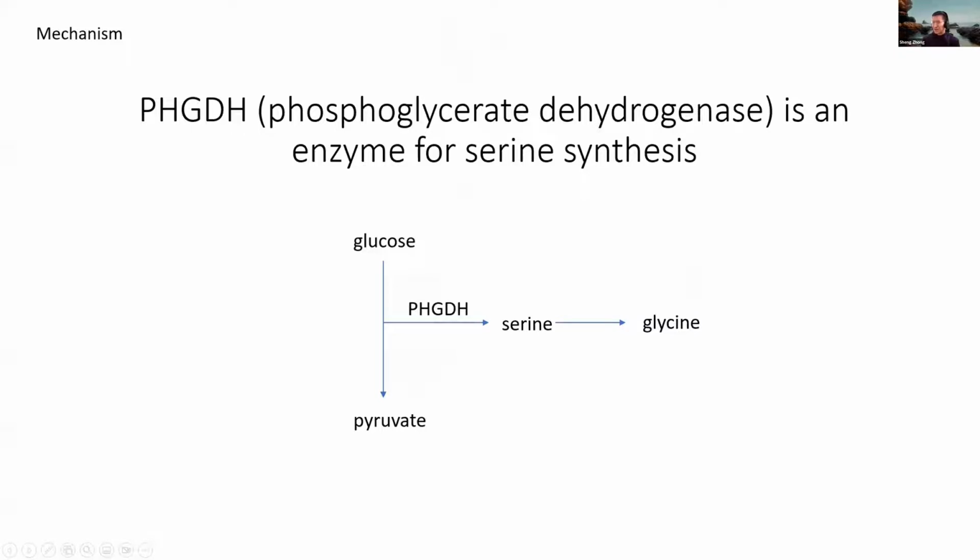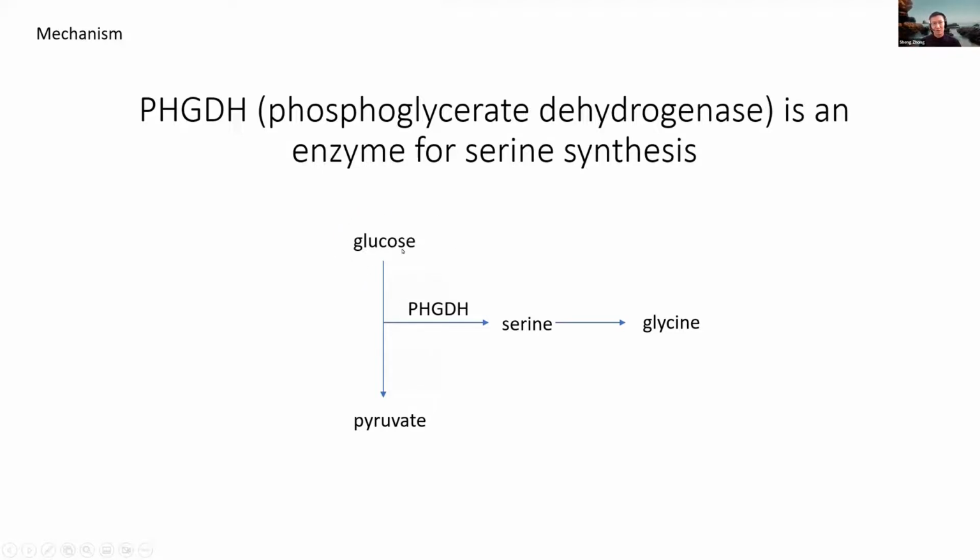What does PHGDH do? What is the potential mechanism? Why it could serve as a biomarker? So the known function of this phosphoglycerate dehydrogenase PHGDH gene is an enzyme. This is an enzyme essential for serine synthesis, especially for the brain.